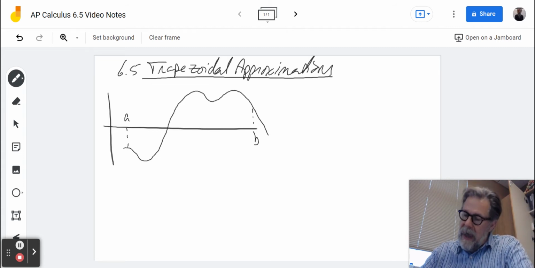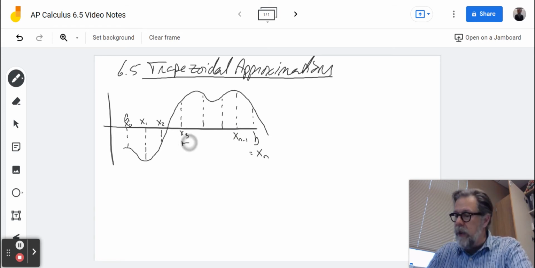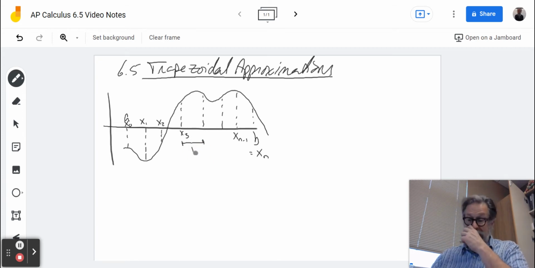So I'm going to call A x sub 0, and I'm going to split this into a variety of trapezoids. So we'll call this x1, we'll call this x2. We've got x3 right here, and if we keep going, what we end up with is that this is x sub n. Since we started with 0, 1, 2, 3, 4, this will be n. And this is x sub n minus 1. Now, additionally, we have a width h of each. And here's what we know.